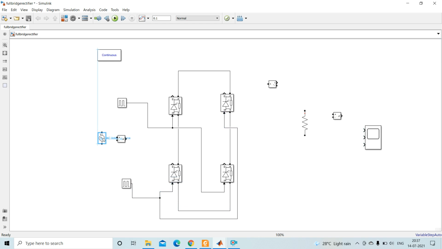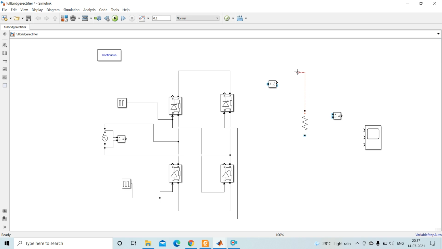Then now connect the source from this to this and from this to this branch. Source is connected now. Okay, now insert one voltage measurement to measure the input voltage. Connected over here. Okay, now the load connection.